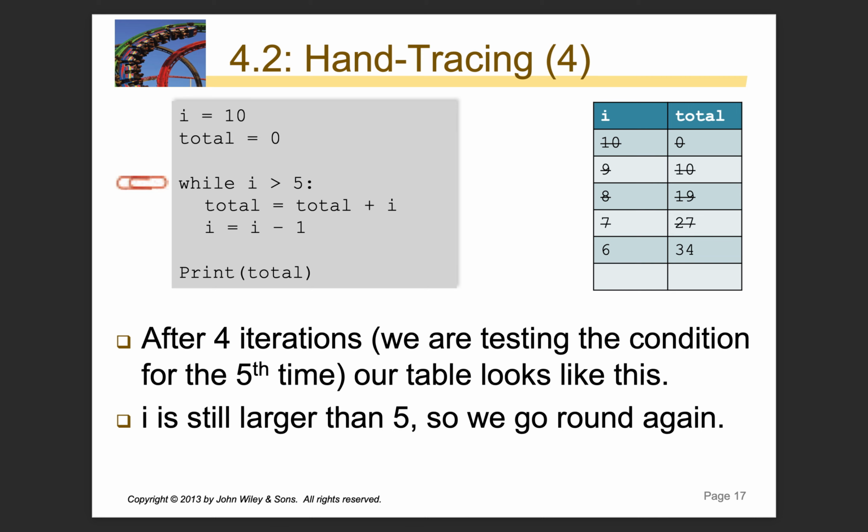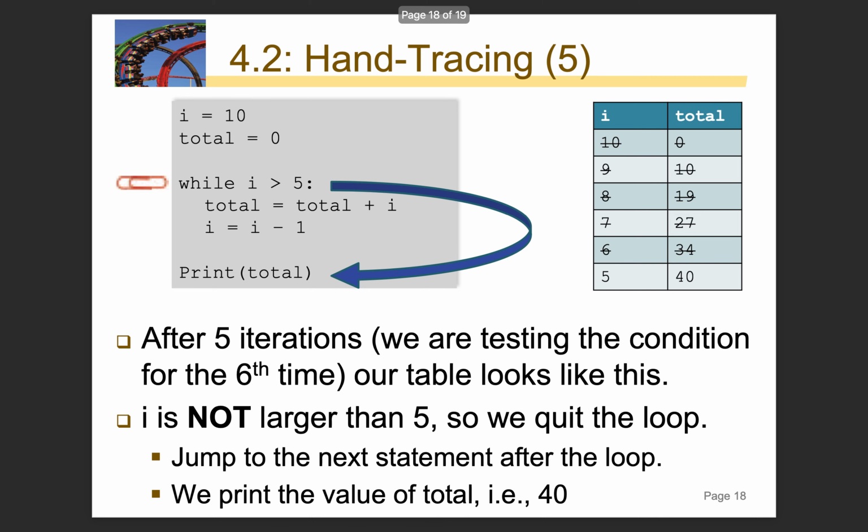And then we move on to the next iteration, which is to check the while condition one more time. So after 5 iterations, we're now testing the condition for the 6th time. Our table is going to look like this. I is now 5. 5 is not strictly bigger than 5. So this condition is false. We exit the while loop. Our paperclip jumps down to this print statement at the bottom, and we print the value of the total, so we print 40.